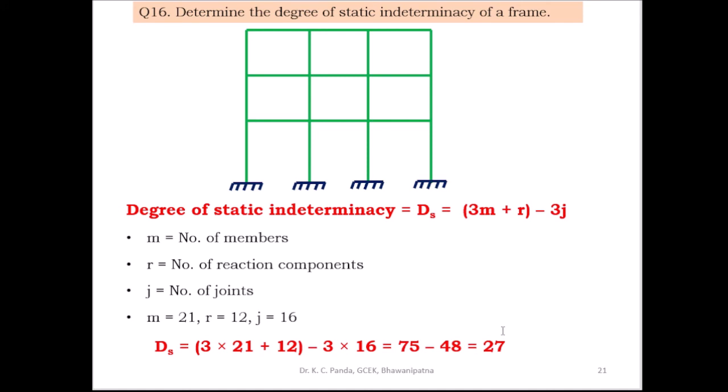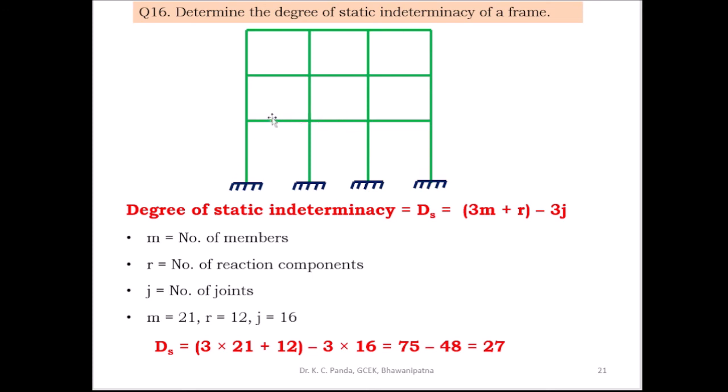The degree of static indeterminacy is equal to 27. Then find out using the other approach, because these are closed loops. So this is internally statically indeterminate and externally statically indeterminate. Internally and externally both are indeterminate. So you have to find out DSI and DSC. Then DS is equal to DSC plus DSI. So first find out DSI.